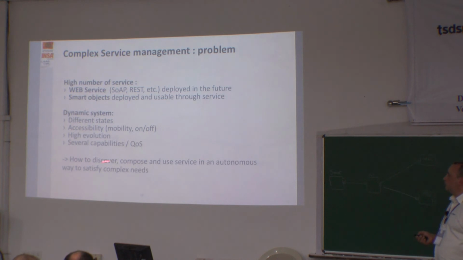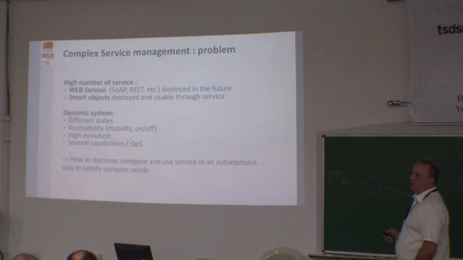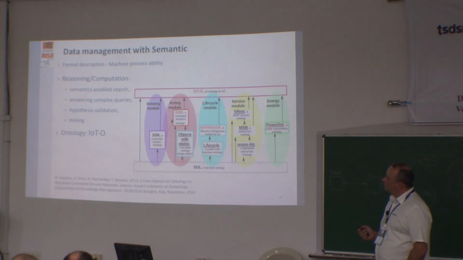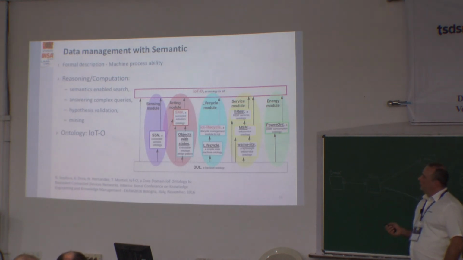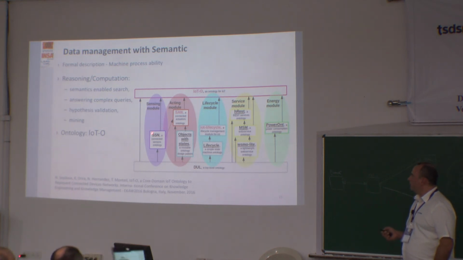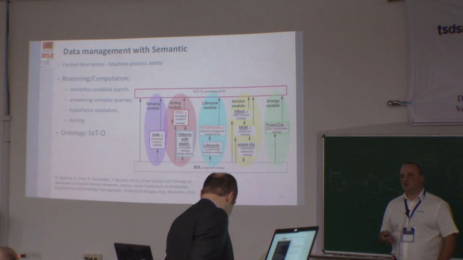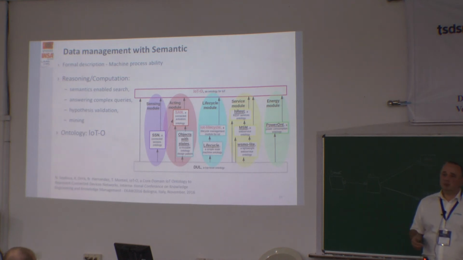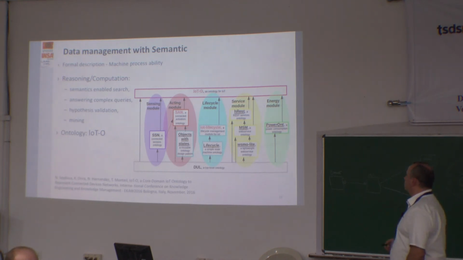So to do that, we need to discover, compose, and use services in the same way with an autonomous system where there is no human activity to make this. To do that, we use several theories. The first one is based on semantics. So we have deployed lately a new ontology called IoT-O. IoT-O helps you to describe sensors using SSN, which is a well-known ontology. We also have an ontology for actuators, for the life cycle of services, to know that we can deploy, use, and stop services.